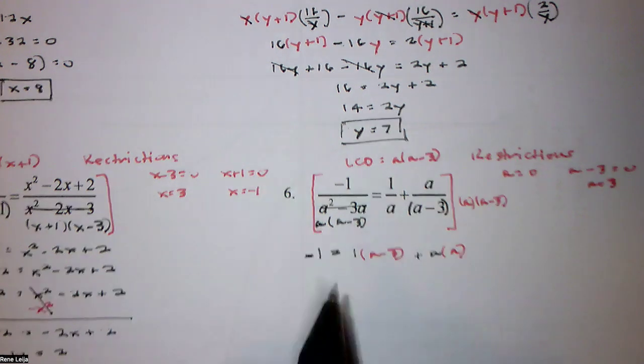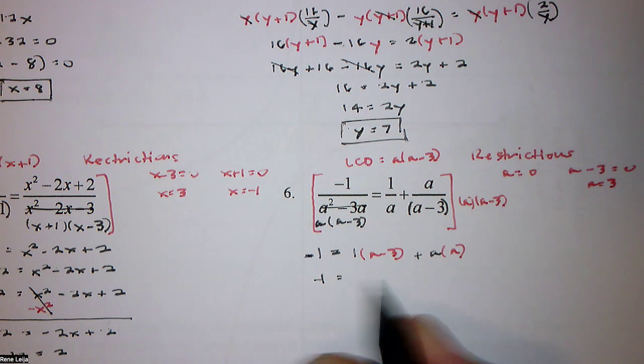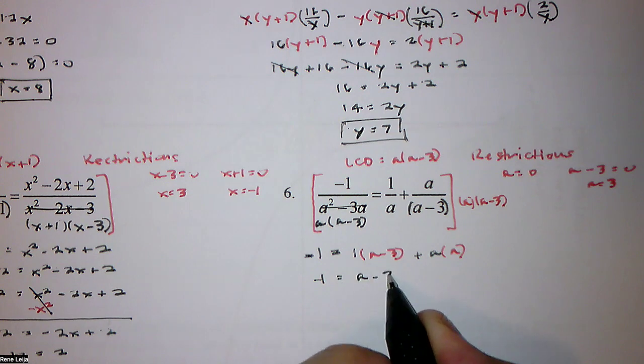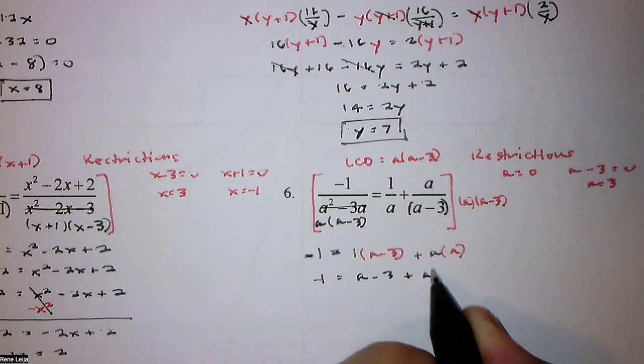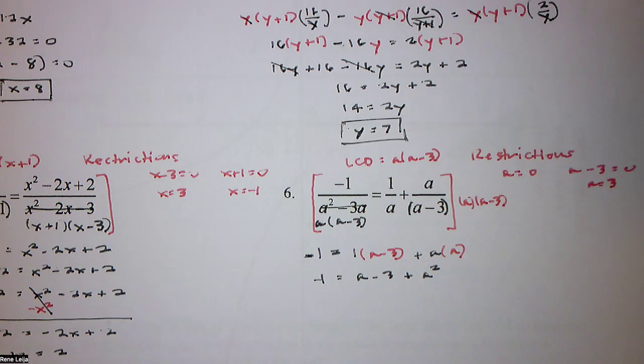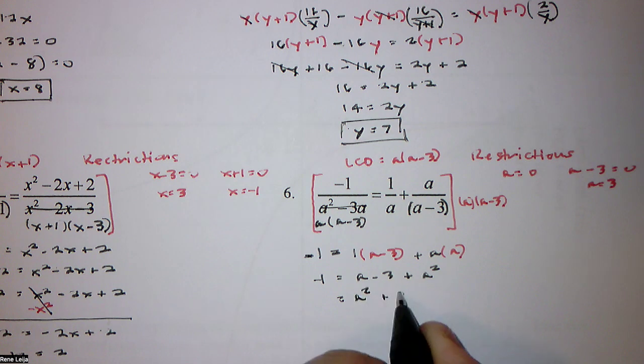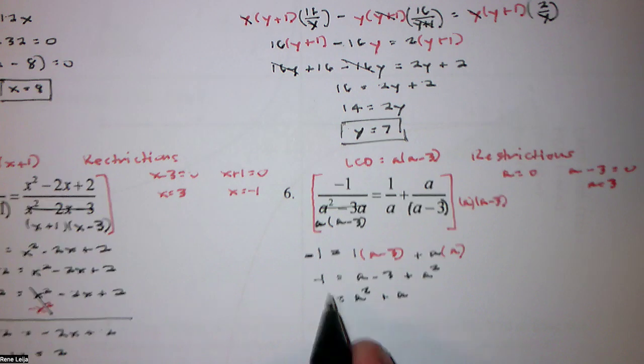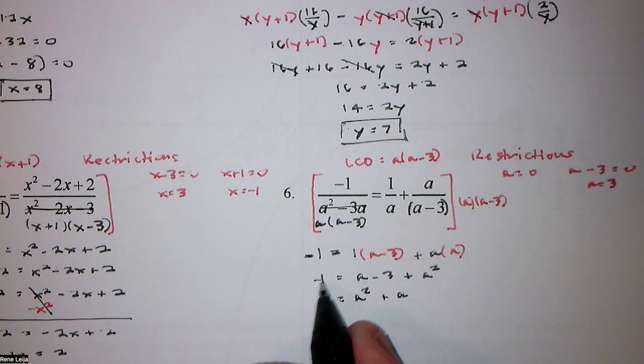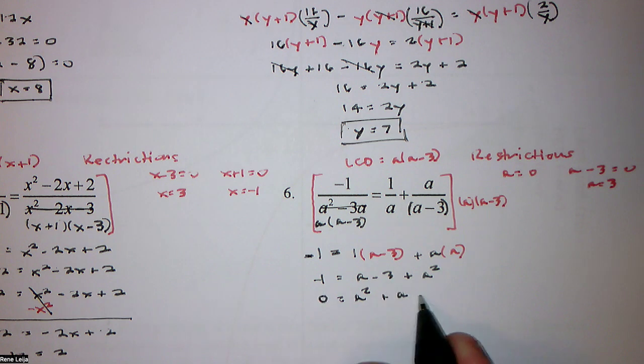So we've got negative 1. This is just a minus 3. And this is a squared. So we have the a squared, which means quadratic. So we've got to put this in quadratic form. So a squared plus a, and then I need to bring that negative 1 over. So I'm going to add a 1 to both sides. So plus 1, that gives me a 0. Minus 3 plus 1 gives me a minus 2.